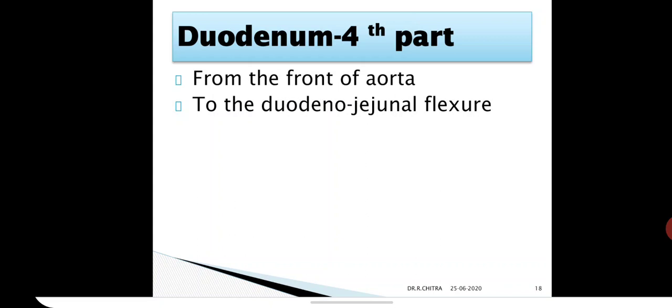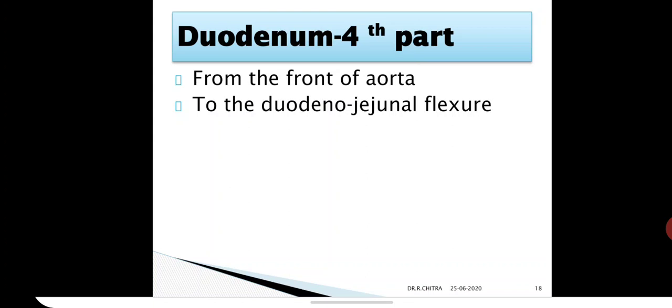Duodenum fourth part, from the front of the aorta to the duodenojejunal flexure. So what is this duodenojejunal flexure? I think you will be knowing. It is the junction of the fourth part of the duodenum and the jejunum. So where is this duodenojejunal flexure situated? It is situated on the left side of the L2 vertebra, about 1.25 centimeter below the transpyloric plane.